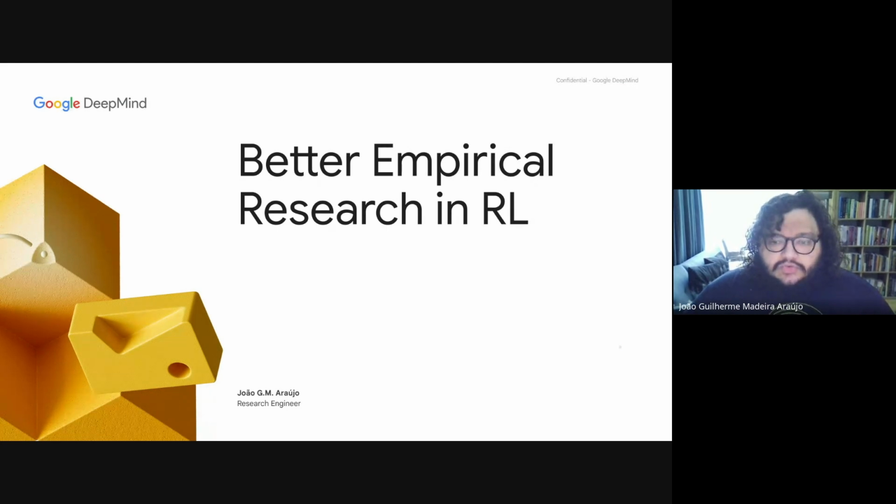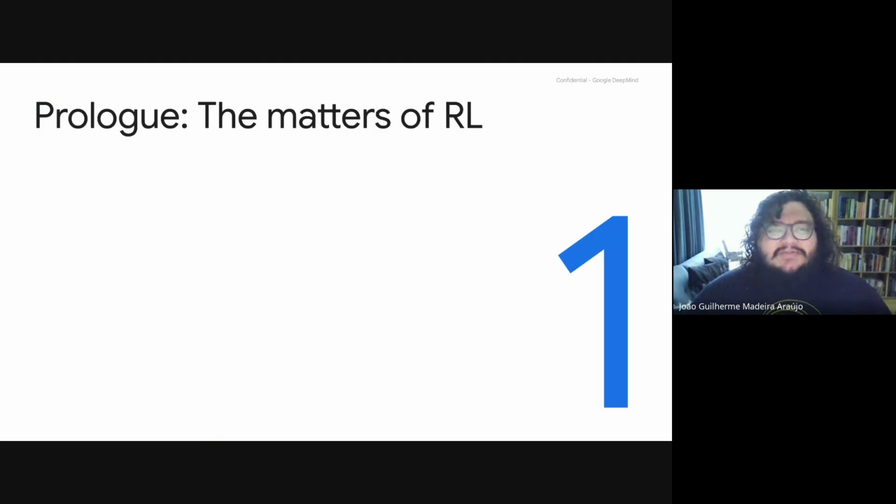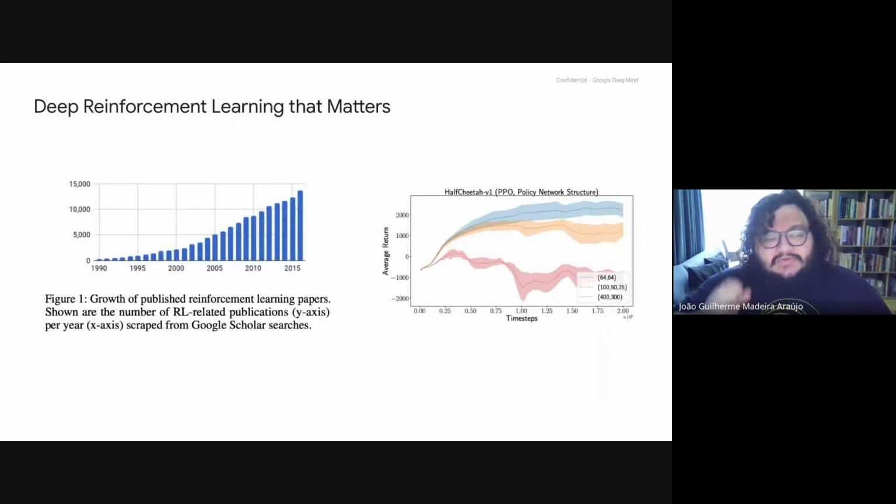And so let's go. First of all, let's talk about the prologue, or the papers that led to a lot of this research, and the matters or the problems with RL. They start with this paper from 2017 called Deep Reinforcement Learning That Matters. And it's a pretty good paper. Reading it, I think it's like The Silence of the Lambs, Hannibal. You say, oh, that's a pretty good movie. Yeah, this paper is pretty good in the same sense. It's like a horror movie in some ways.